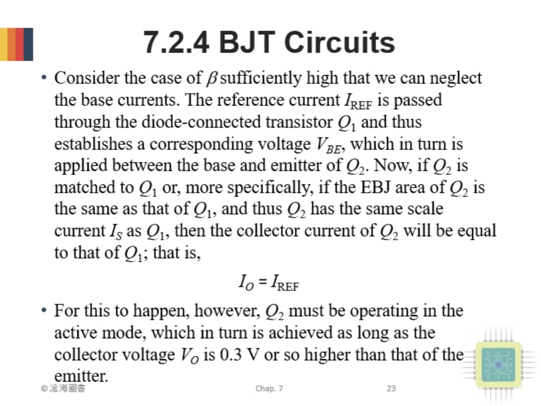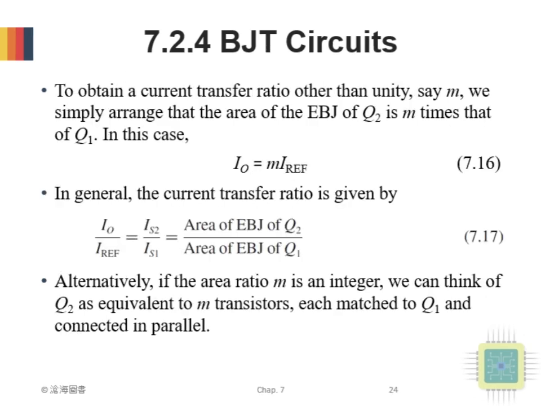For this to happen, however, Q2 must be operating in the active mode, which in turn is achieved as long as the collector voltage VO is 0.3 V or so higher than that of the emitter. To obtain a current transfer ratio other than unity, say M, we simply arrange that the area of the EBJ of Q2 is M times that of Q1. In this case, IO is equal to M times IREF. In general, the current transfer ratio is given by equation 7.17. Alternatively, if the area ratio M is an integer, we can think of Q2 as equivalent to M transistors, each matched to Q1 and connected in parallel.